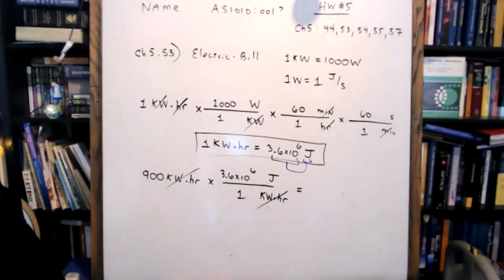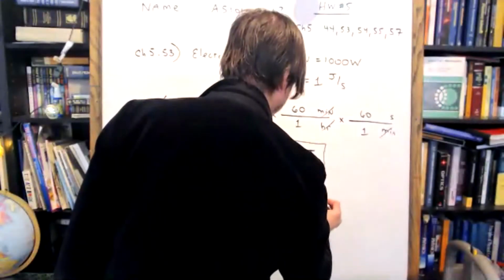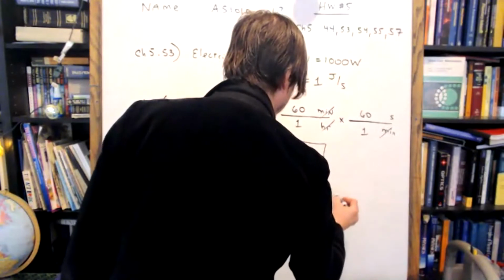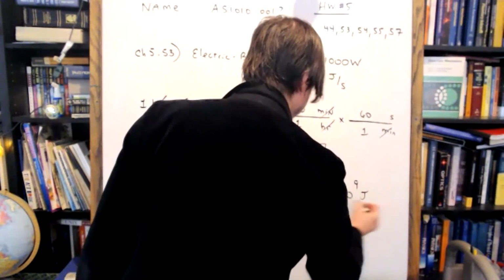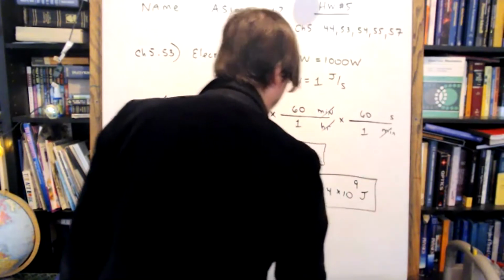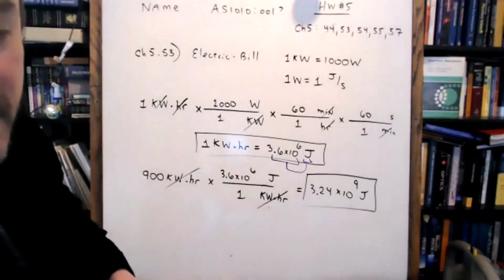Jenna, since it's a big number, why don't you just slap it right into scientific notation and tell me what the answer is? Yep, I got 3.24 times 10 to the 9th joules. I like it. 3 billion joules. That's a lot of joules if you pay for that thing.